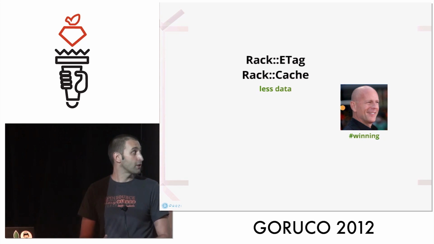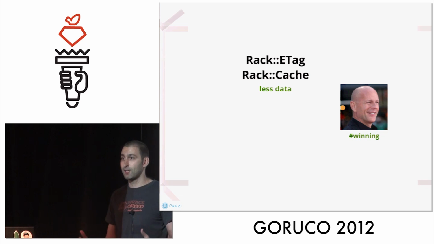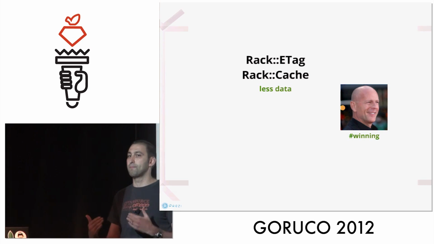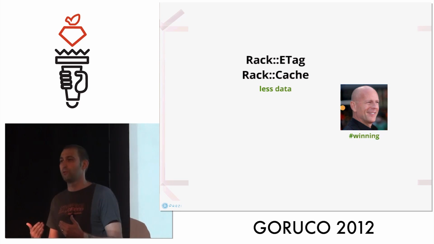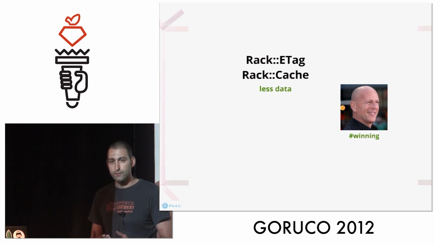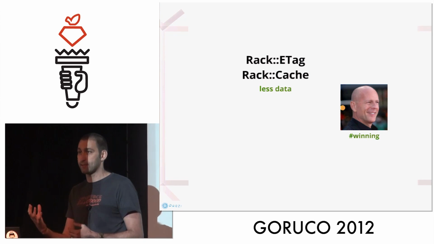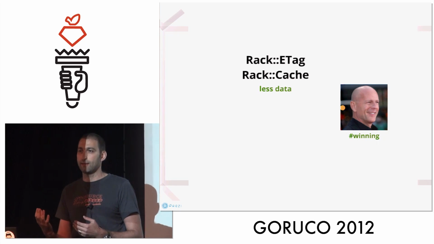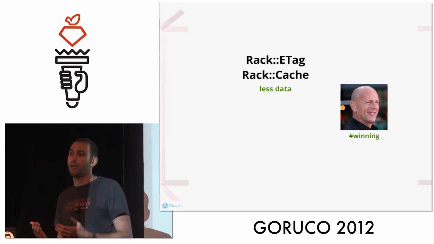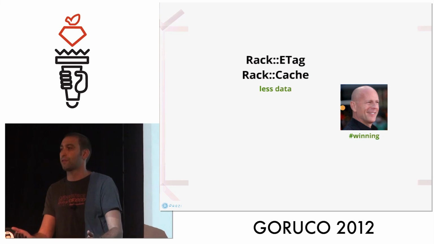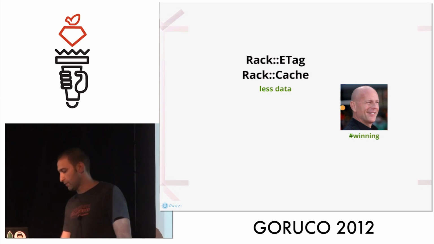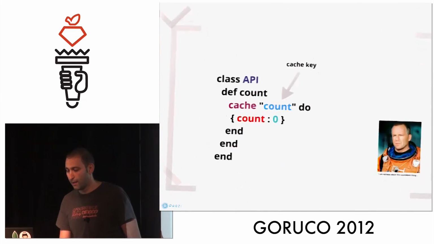Great. Unfortunately, while you think you're winning, you're only winning on the bandwidth. You still need to do something on the server side. And for an API, the meat of the operation is server-side. And now you're going to do all this calculation, and then you'll send nothing. That's really wasteful. So what can we do about that?